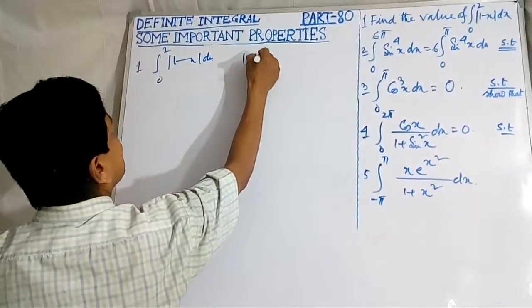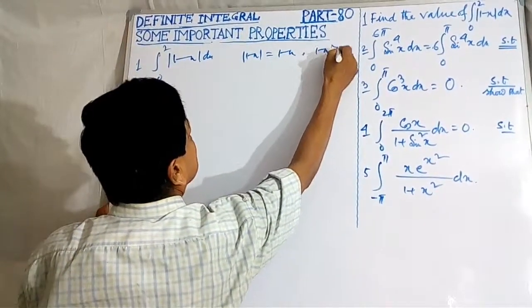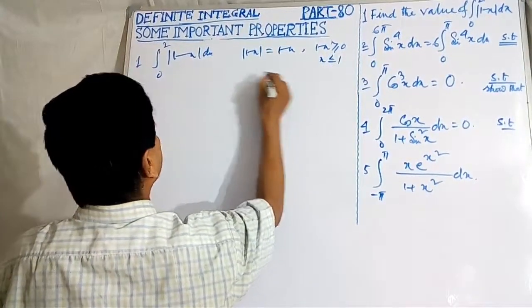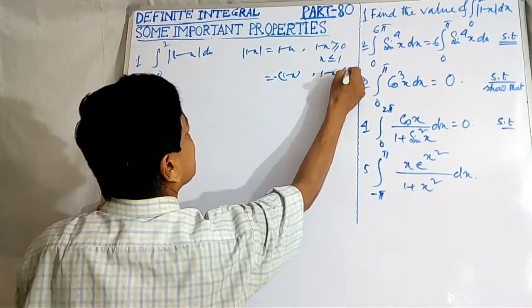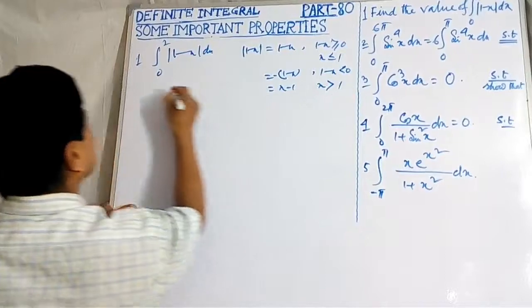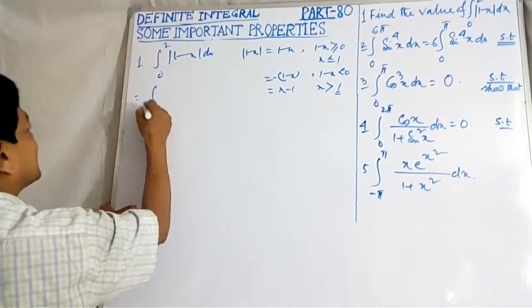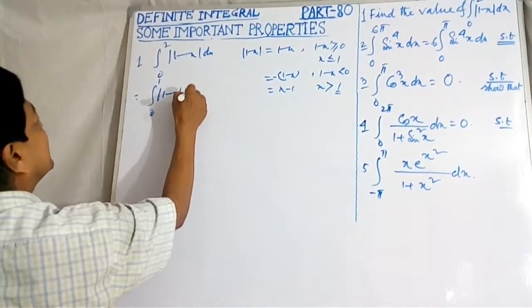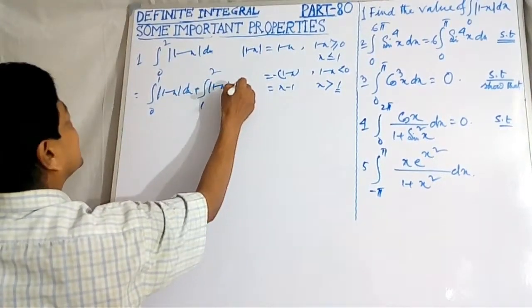Using the property of modulus, we can write 1 minus x when 1 minus x is greater than or equal to 0, that is x less than or equal to 1, and minus of 1 minus x when 1 minus x is less than 0, that is x minus 1 when x is greater than 1. So 1 is the intermediate point, so this is to be split up into two parts: 0 to 1 of modulus of 1 minus x dx and 1 to 2 of modulus of 1 minus x dx.